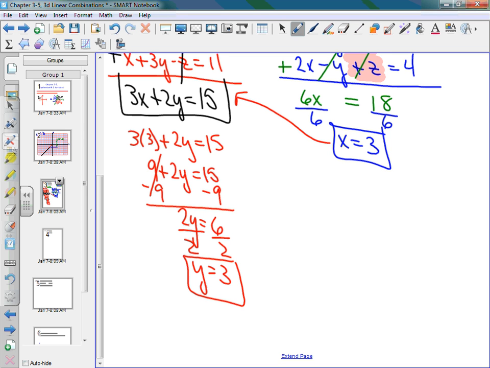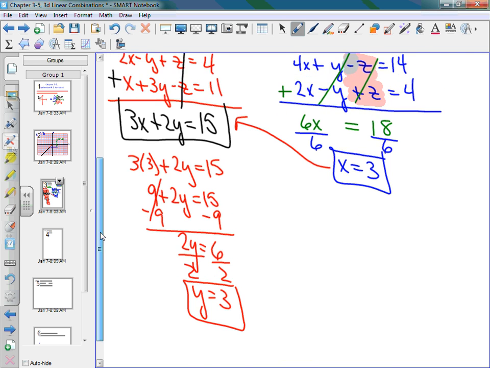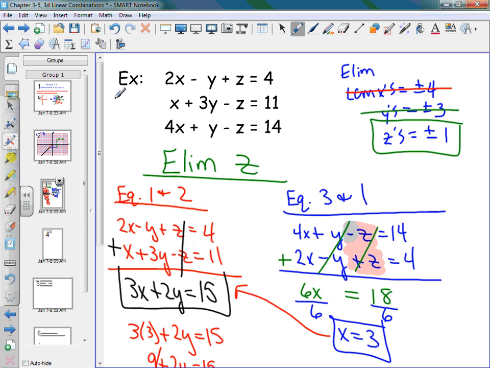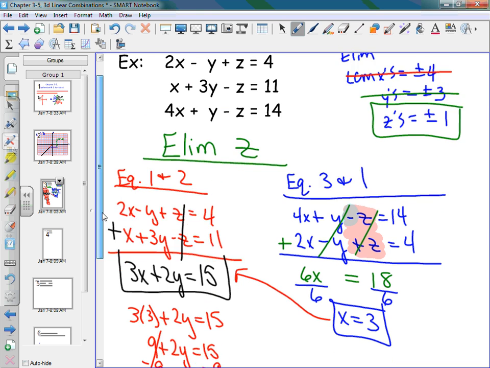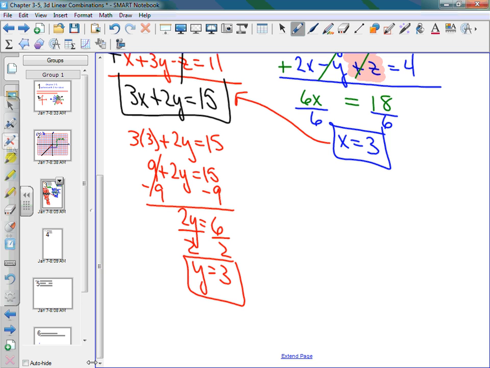How do I find z? Where? I don't have any z's in my box. So I go back to my very original problems. And I choose whichever problem makes me happy, the easiest one. So which one do you feel is the easiest one? That second one. They all look pretty much the same, but you want to choose the second one? I'm fine with that.